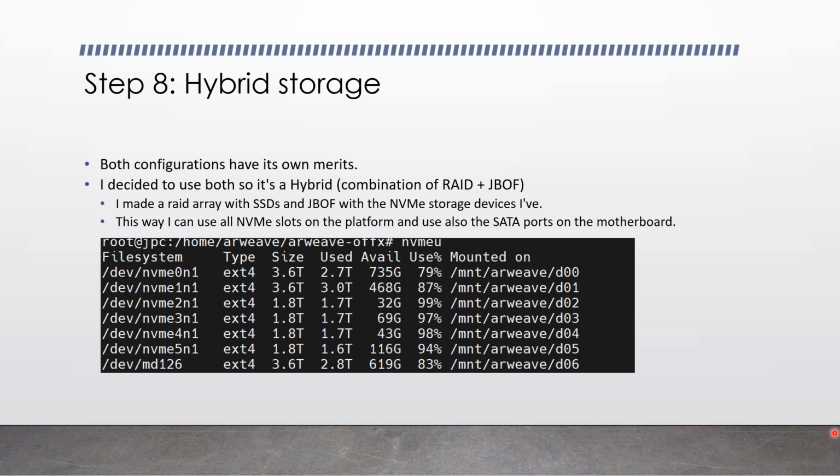Now, as you can see, I have set up different mount points for these individual NVMe drives, and the Linux mdadm RAID 0 configuration is mounted on a different mount point. These mount points are seen as /mnt/arweave/d00 to d05 for the NVMe drives and d06 for the RAID 0 SSD drive.